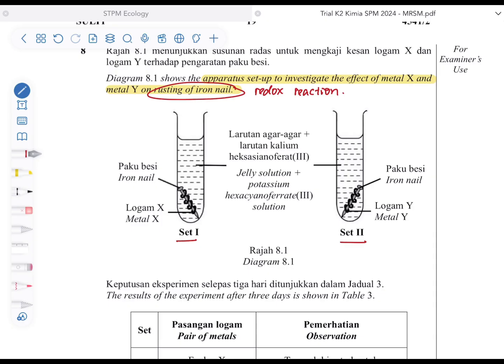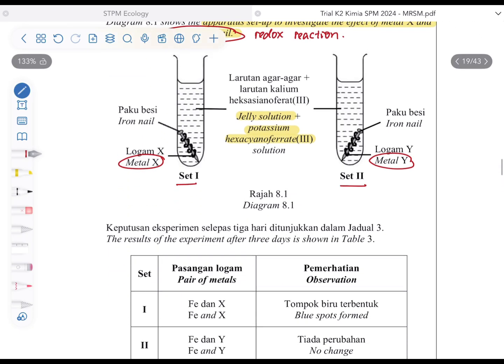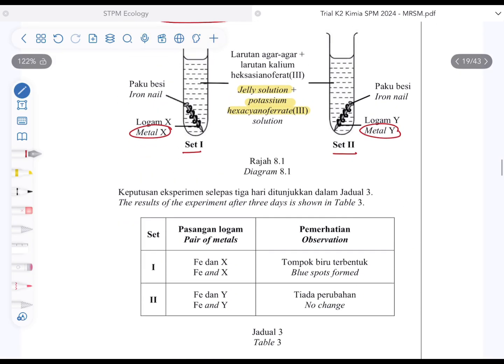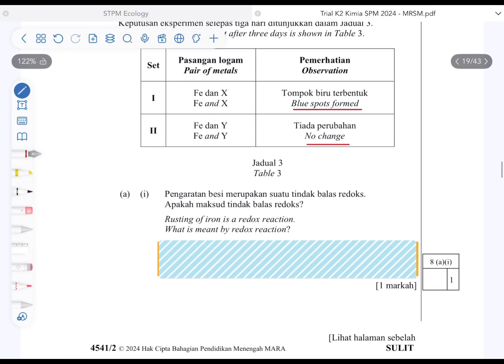In set 1, we have the iron nail wrapped with metal X, and we have the jelly solution plus the potassium hexacyanoferrate(III) solution. In set 2, we have the same apparatus, just that one is metal X and the other is metal Y. The result of the experiments after 3 days is shown in table 3. Set 1, the blue spot forms. Set 2, no change.